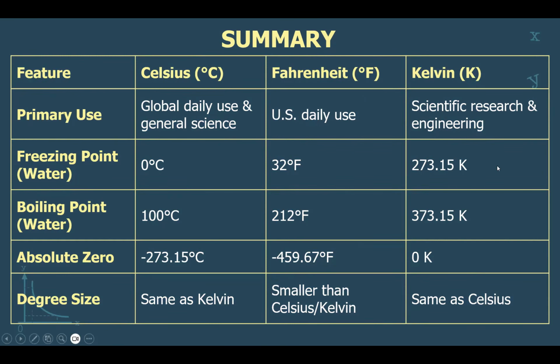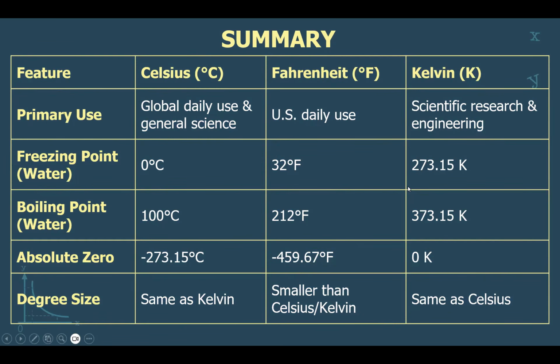For the Kelvin, this is primarily used for scientific research, sciences, and engineering. This is the SI base unit of temperature, which is the International System of Units. Kelvin is also known as the absolute scale because it starts with absolute zero, zero Kelvin. Absolute zero is the point where all molecular motion theoretically stops. This is why Kelvin is mostly used in physics and chemistry, especially when calculating the gas laws or thermodynamics.